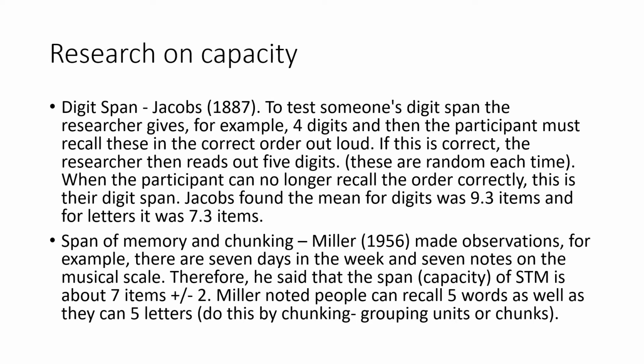So the span of memory and chunking, now this is Miller from 1956. That's the same year as Asch's research. Try and remember, 1956. So Miller made these observations that there are 7 days of the week, 7 notes in a musical scale. And so he concluded that we have this span, a capacity of short-term memory, which is about 7 items plus or minus 2. So Miller noted people can recall five words as well as they can five letters, because what people are doing is using something called chunking, and they're grouping units or chunks.